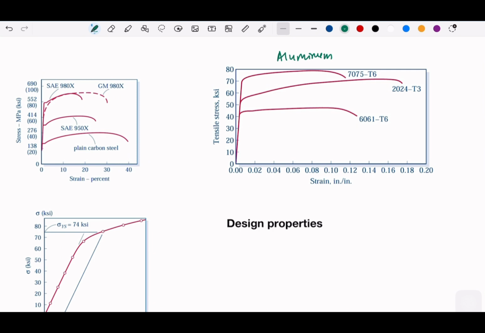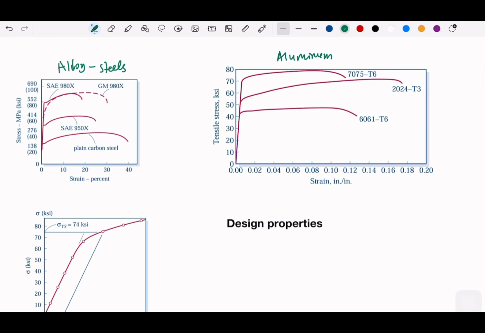And then this is the alloy for steels. They are high alloy, low alloy, and then the plain carbon steel. And this is for some aluminum with different alloys, different alloying elements. So if you see the differences, this is what I talked about before.